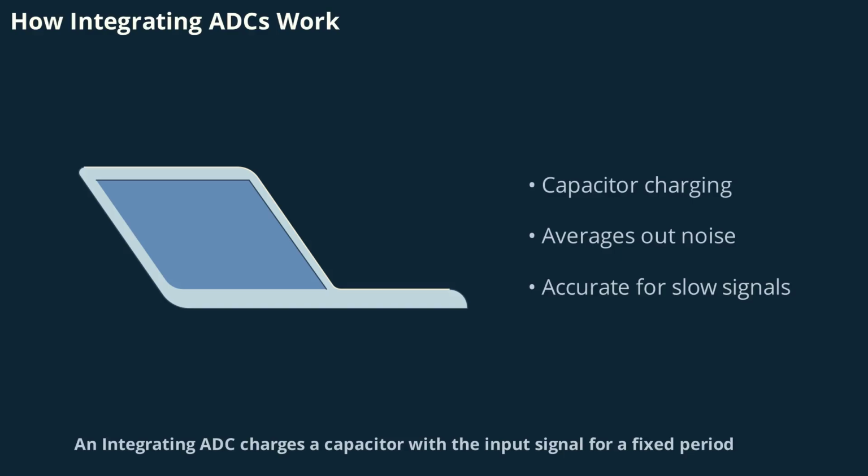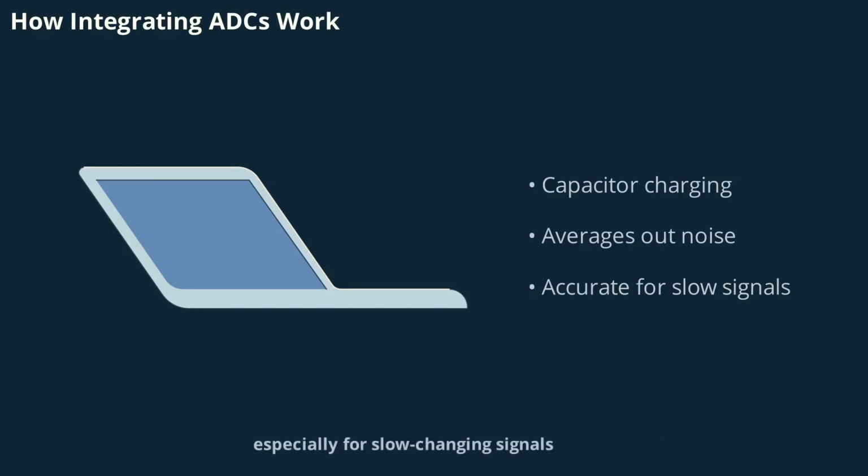Integrating ADCs charge a capacitor with the input signal for a fixed period, then discharge it with a reference voltage. The time it takes to return to zero is measured and converted to a digital value. This approach averages out noise and provides very accurate readings, especially for slow-changing signals. That's why integrating ADCs are trusted in precision lab equipment.